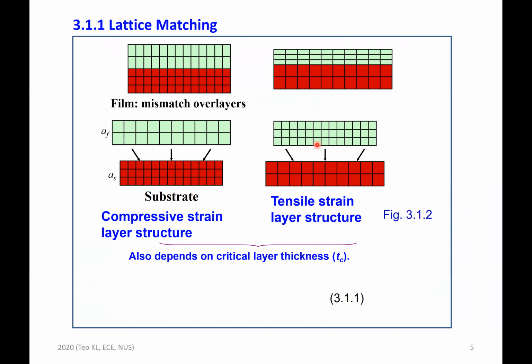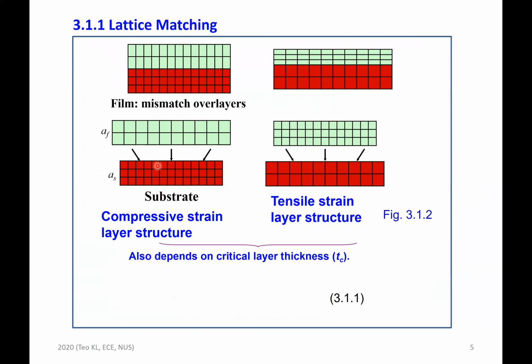Now, whether the strain can be accommodated at the interface when you grow the film on the substrate very much depends on the critical layer thickness of the film that you can grow. This means that there is a certain layer thickness you can grow the film before dislocation occurs. So you can grow the film up to a certain thickness and the strain can be accommodated at the interface such that the lattice constants of the film and the substrate can still be matched.